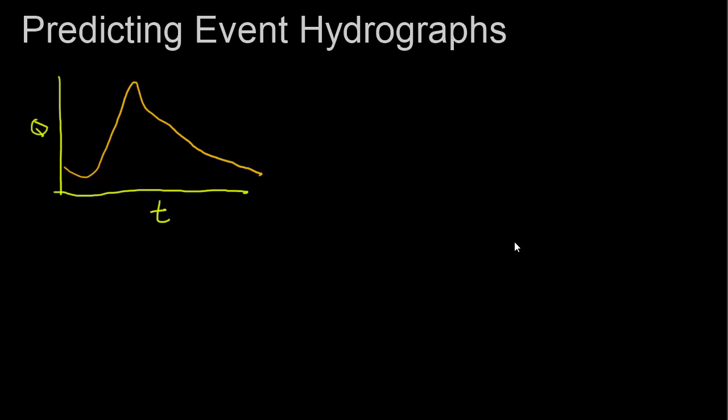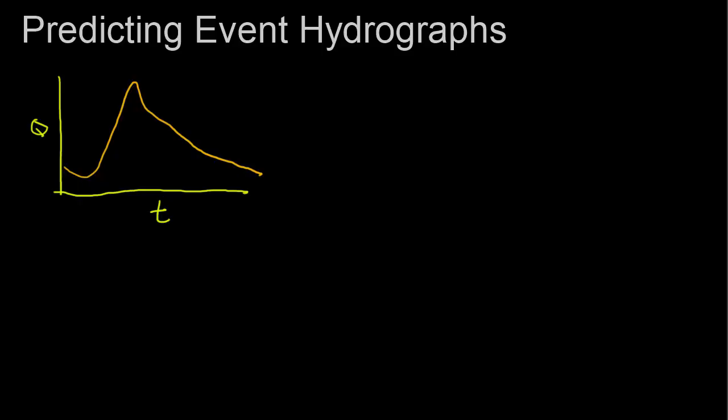One important job of a hydrologist is to predict the response of a stream to some kind of precipitation event. So imagine there's some kind of precipitation event within a watershed, and the stream is going to respond with an event hydrograph. This is a typical event hydrograph I've shown here, where you see the discharge suddenly increase and then decrease again after the precipitation event ended.